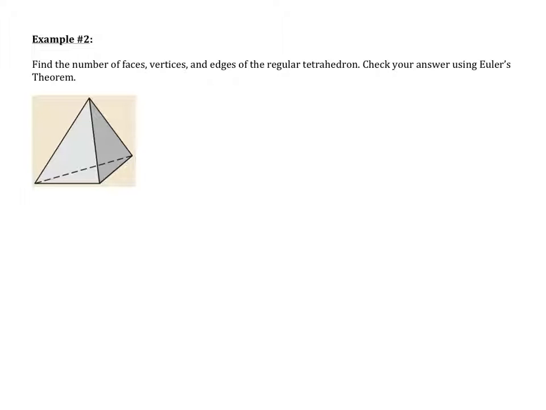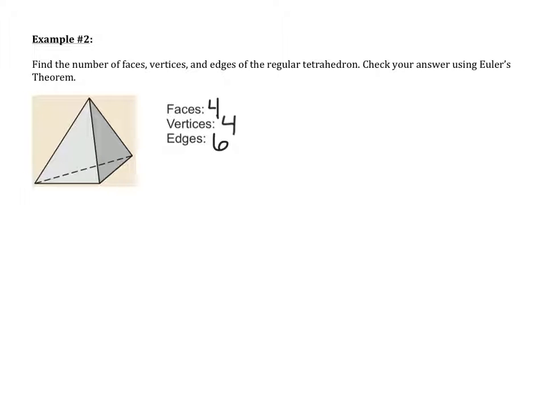Example number 2, find the number of faces, vertices, and edges of the regular tetrahedron. Check your answer using Euler's theorem. So since it's called a tetrahedron, we know that's 4, but let's just verify that. So you have 1, 2 in the back, 3, and then the base here is 4. So 4 faces. The vertices would be 1, 2, 3, 4. And the edges would be 1, 2, 3, 4, 5, 6 down on the bottom.